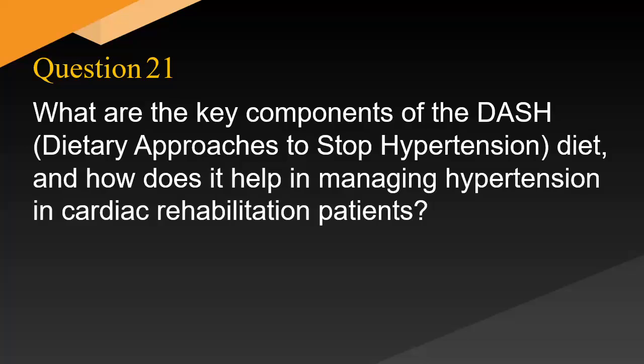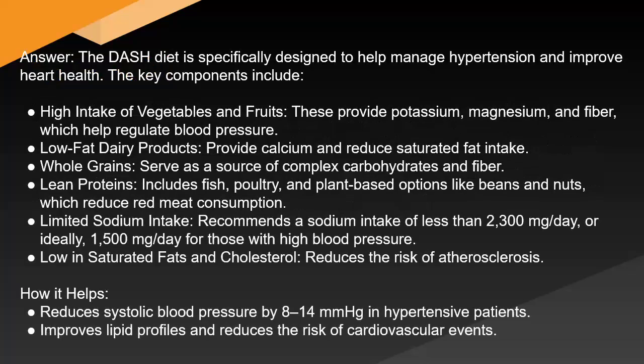What are the key components of the DASH (Dietary Approaches to Stop Hypertension) diet, and how does it help in managing hypertension in cardiac rehabilitation patients? Answer: the DASH diet is specifically designed to help manage hypertension and improve heart health. The key components include high intake of vegetables and fruits. These provide potassium, magnesium, and fiber, which help regulate blood pressure. Low-fat dairy products provide calcium and reduce saturated fat intake.